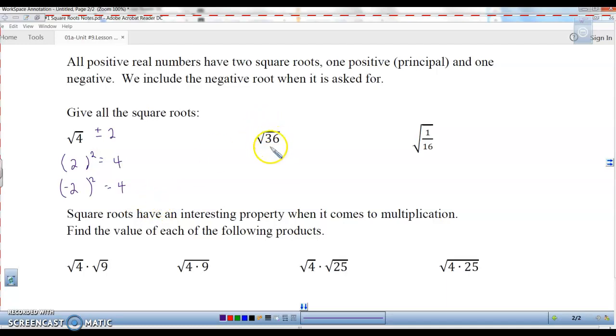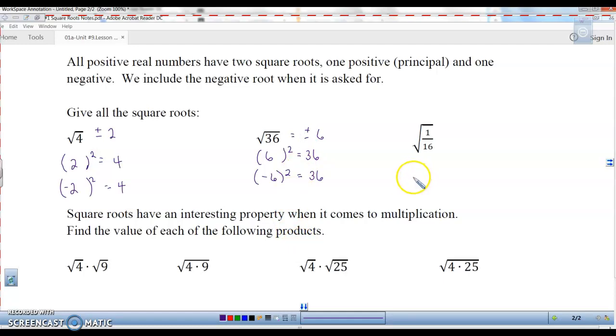All right, the square root of 36. What squared gives you 36? Would be 6. All right, but also negative 6. Negative 6 times negative 6 is also 36. So the square root of 36 will be plus or minus 6.